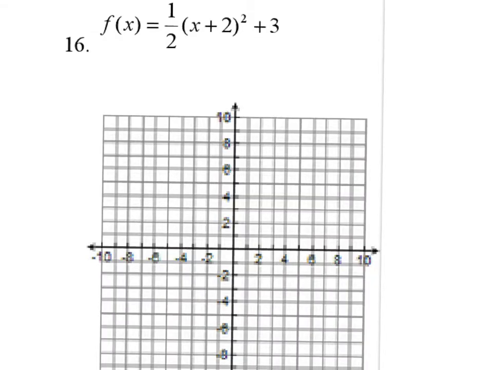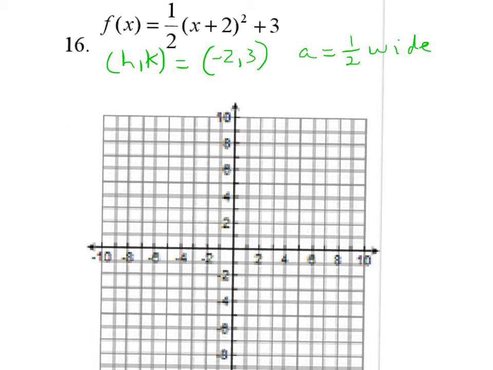Okay, problem 16 says f of x equals 1/2 times, in parentheses, x plus 2 quantity squared plus 3. So the first thing I'm going to do is identify the vertex (h, k). h becomes negative 2 and k is 3. Again, the h switches signs, so the one inside the parentheses switches signs. Now, remember that my a value here is 1/2. So this should tell you that my parabola is wide.